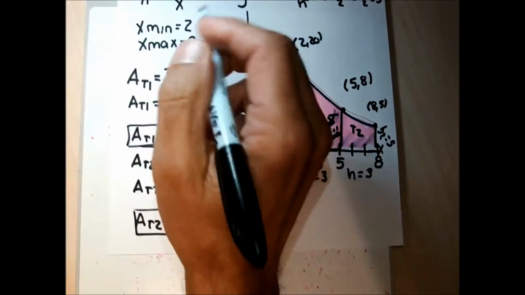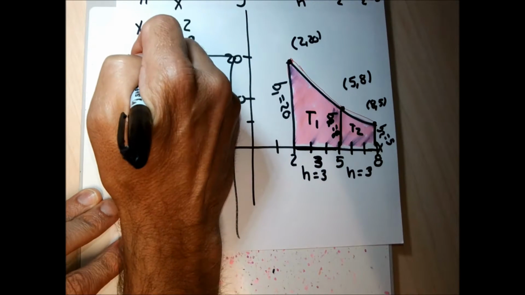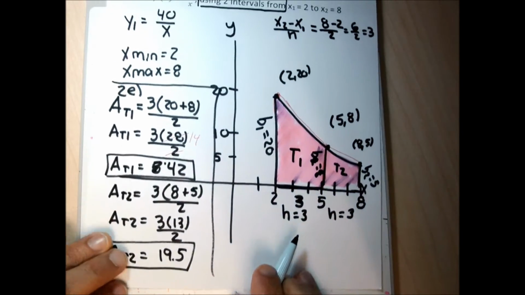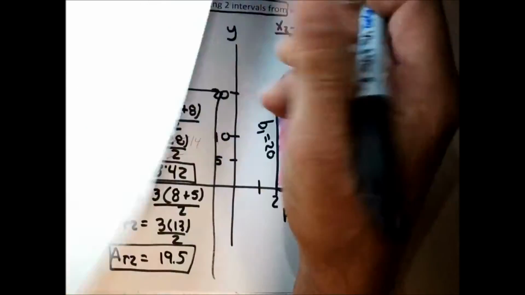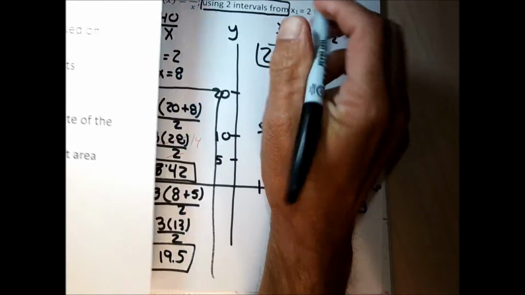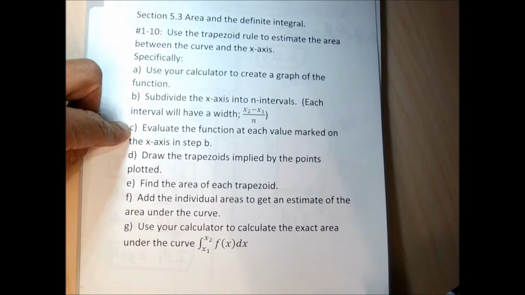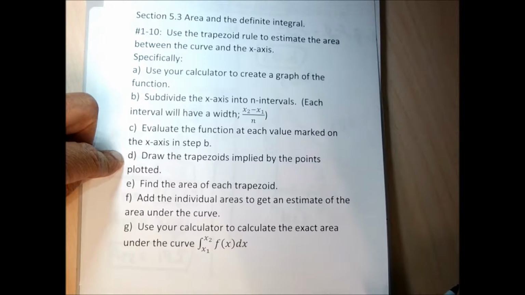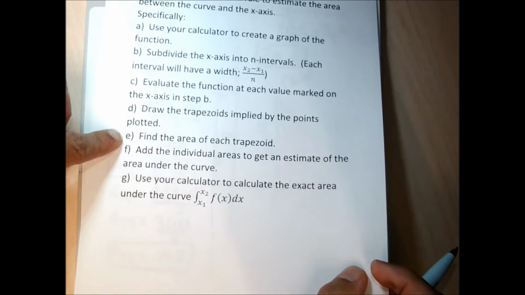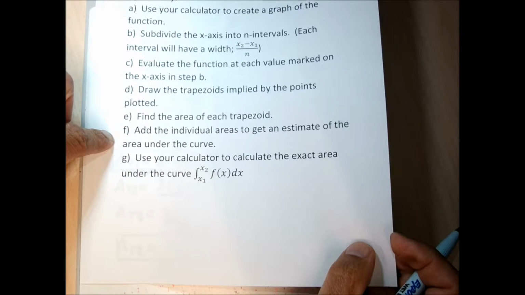So all this right here, sorry, I blew that away too fast. This is for part 2E. My graphs are going to be A through D. So for 2, A through D, they show up on the graph. Part A, sketch a graph. Part B, put numbers on the x-axis. Part C, find the y values. Part D, draw the trapezoids. That's all in the graph. Part E, find the area of each trapezoid. I just did in these 2 columns. Part F, add the individual areas together to get an estimate of the area under the curve.